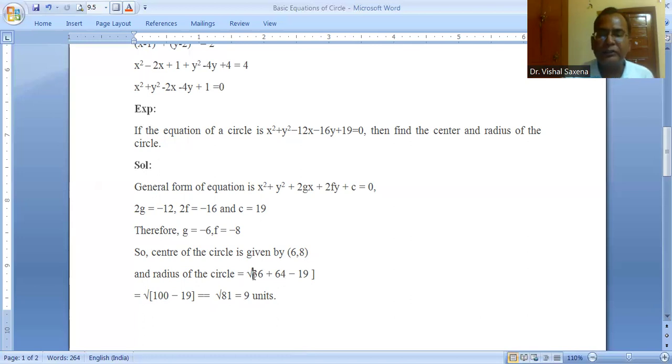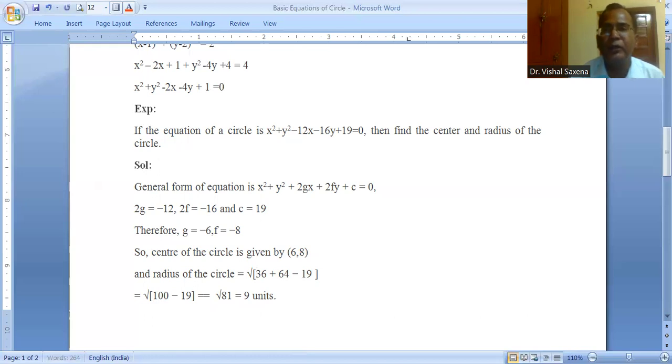So g square is 36, f square is 64, and minus of c means minus of 19. When we solve this term, we get root over 100 minus 19, which will be equal to under root 81. So under root 81 means 9 units, and 9 is the radius of circle and center is (6, 8). So in this way, we can determine the center of circle and the radius of circle in the different forms, in the general form and in the center form. And many more questions can be made from such concepts.